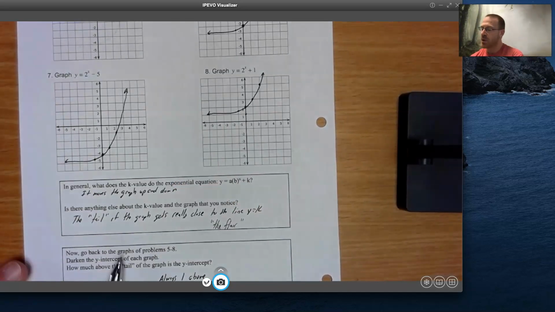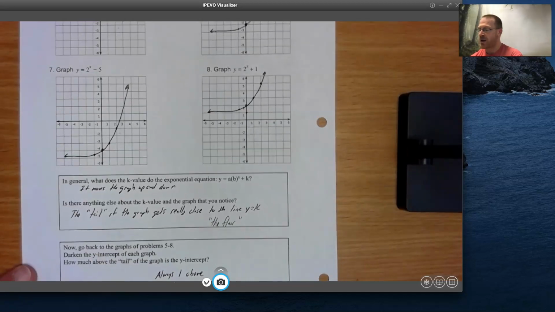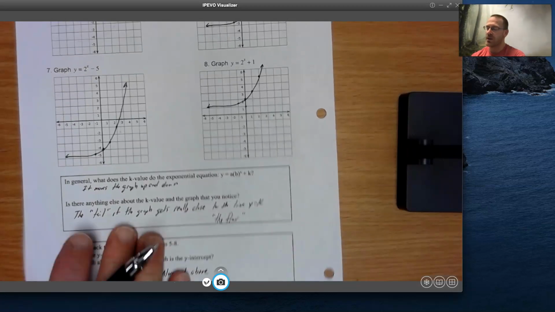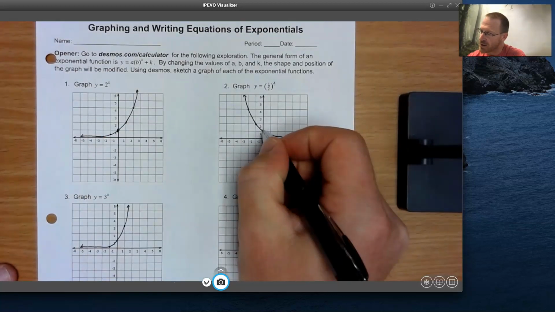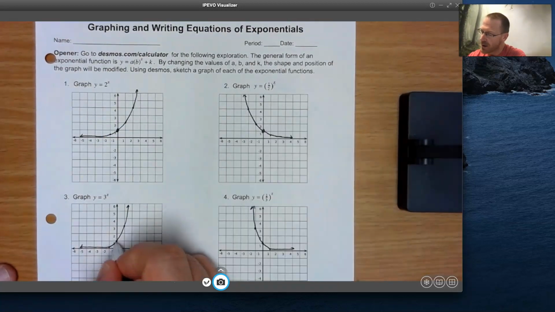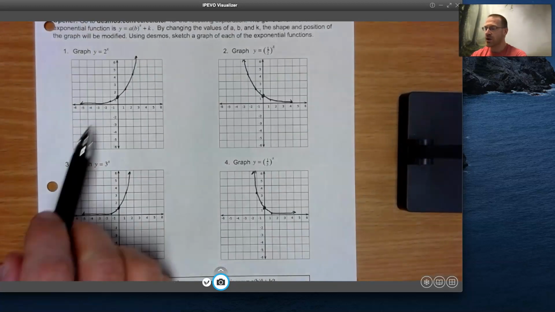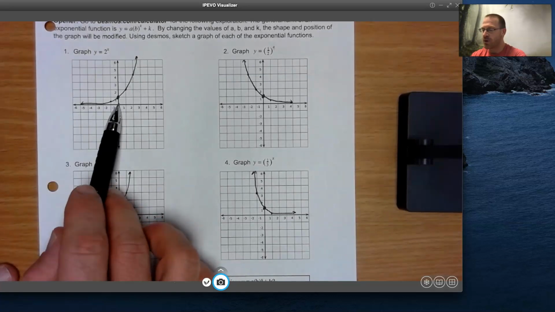Now you were supposed to go back to problems 5 to 8 and darken the y-intercept of each graph. And then how much above the tail of the graph is that y-intercept? So if we go back and look, I'm going to just darken these in real quick here, like we were asked to do. All right, and so notice, my tail gets really close to 0, my y-intercept is 1 above.